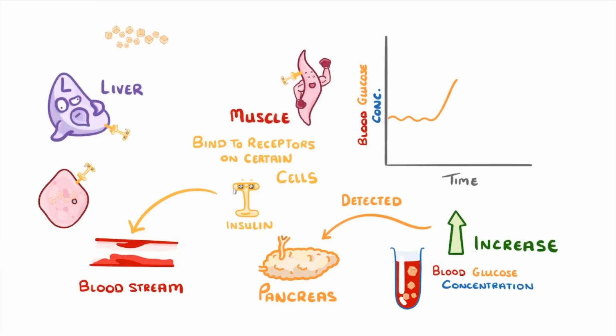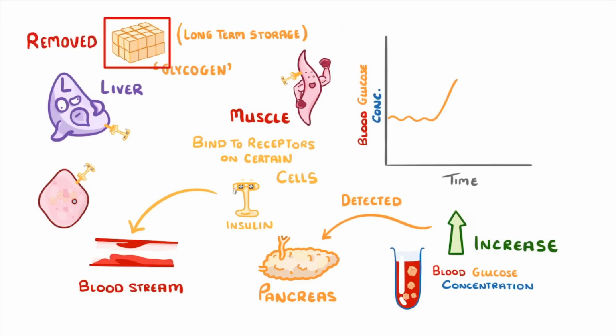These two take up lots of the extra glucose molecules and combine them together to form glycogen, which is basically a long-term storage form of glucose. And so because all of this glucose is being removed from the blood, glucose concentration is going to decrease. Looking back at our graph, we can see this as the glucose concentration falling back to the normal level.